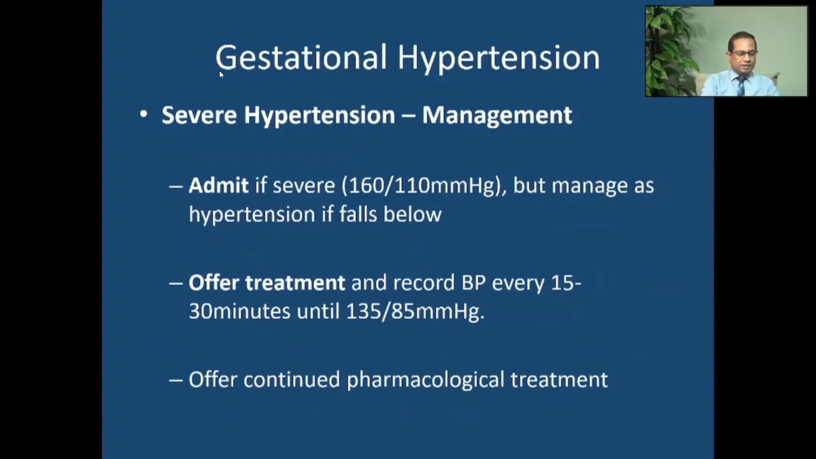But after admission and treatment, if the blood pressure is coming down, you can manage that patient as a hypertensive patient. But when you are examining the patient, if the blood pressure is more than 160 by 110, that patient needs admission. You need to start treatment and record blood pressure every 15 to 30 minutes until the blood pressure has dropped to 135/85 or below. And you continue with the pharmacological treatment.